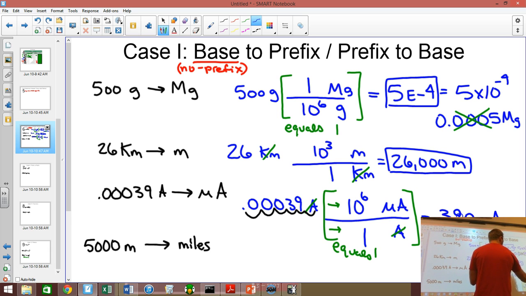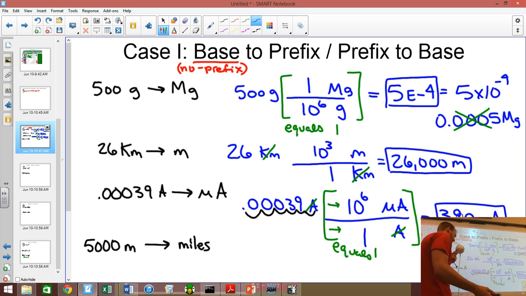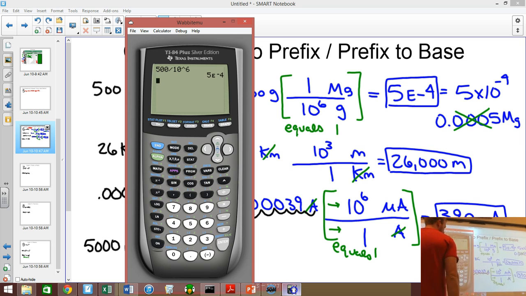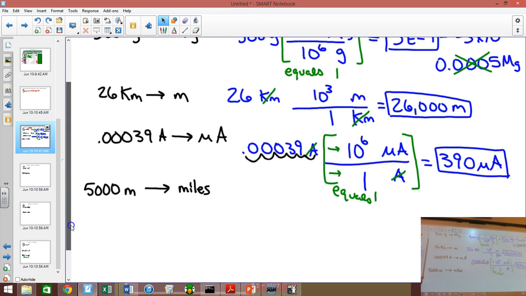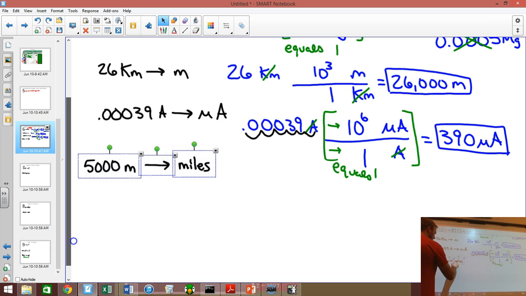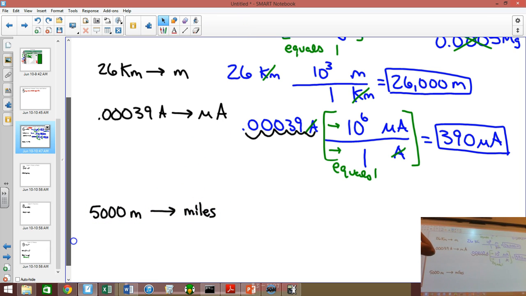microamps. And again, it doesn't matter if you understand that the A stands for amps. What's important that you understand is the prefixes. I'll just check it out here just to show you. 390.